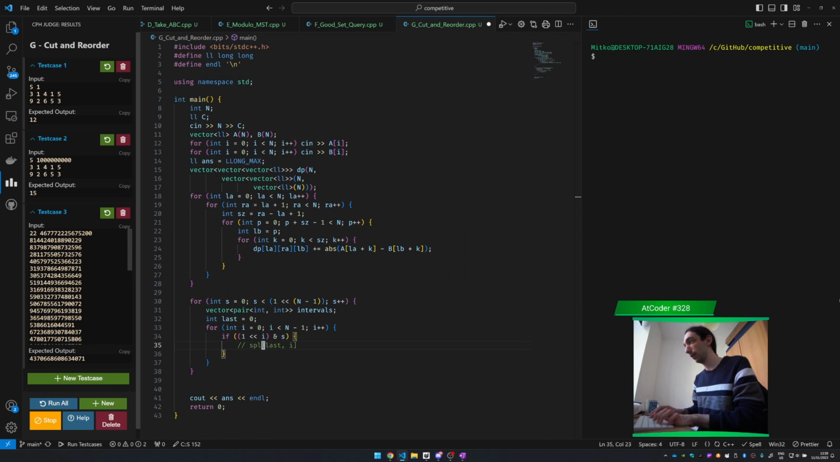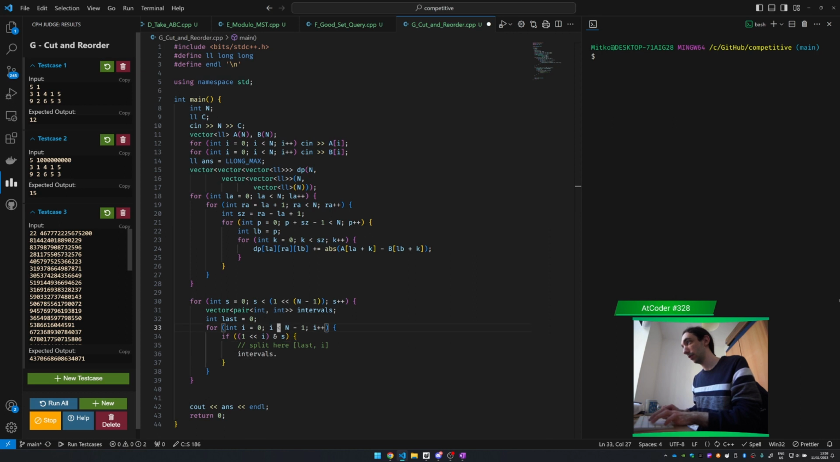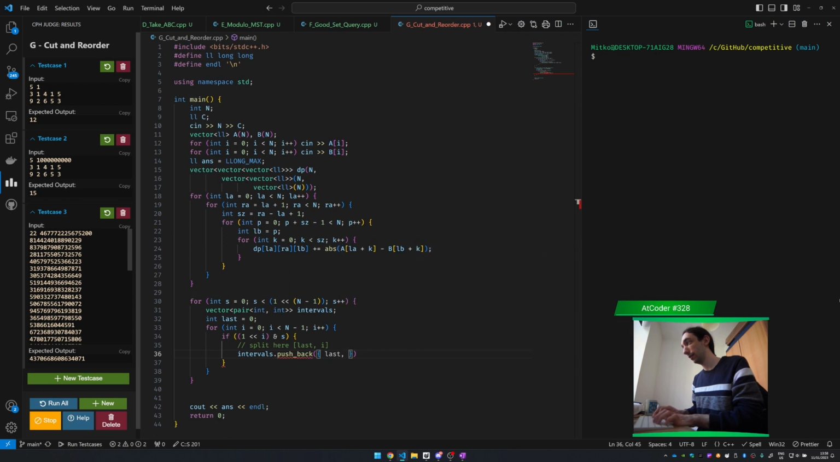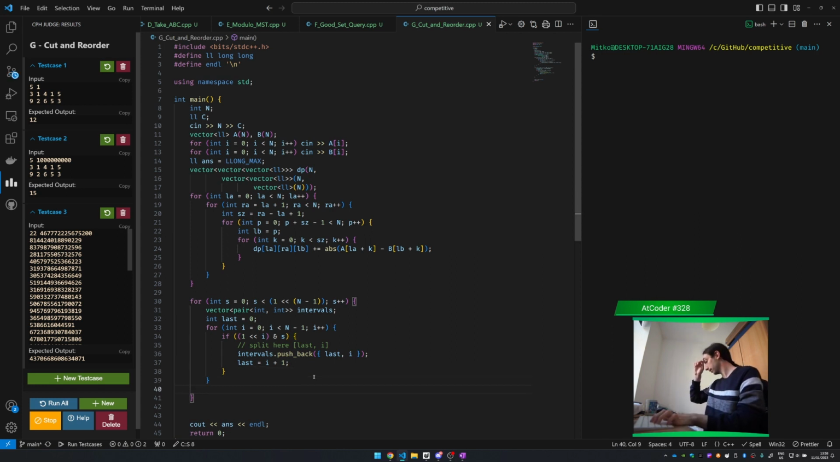So we split here and we say that intervals dot pushback last and I. Last is now I plus 1. So we do this. The intervals are like that, okay. So we have some intervals. Then we have these intervals.